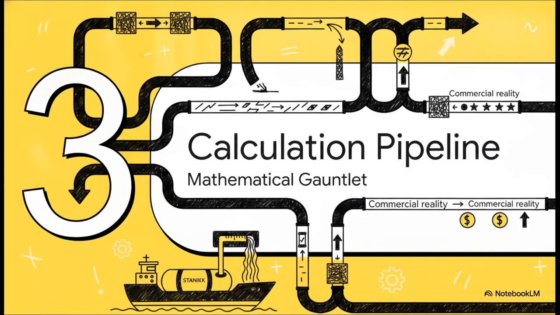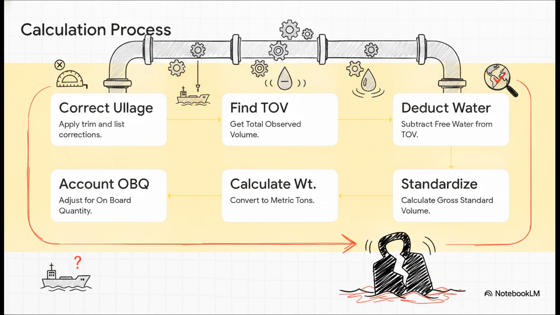Part 3, the calculation pipeline, the mathematical gauntlet. Let's see how this builds. This 6-step pipeline is our mathematical anchor. It operates on a strict cascading logic, which means each output becomes the vital, mandatory input for the very next step. If you make a tiny mistake in step 1, it ripples all the way down and ruins your final weight.